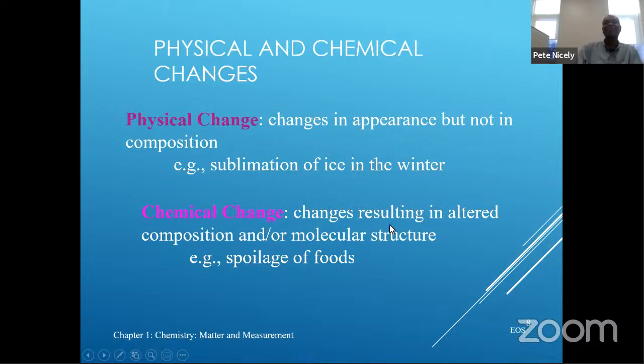Okay, right. So chemical changes is where a change can be observed, and at the same time, you're going to have a change in the composition or structure of the substance. So for example, the spoilage of foods, the rusting of iron, pretty much any chemical reaction that you can think of, those are examples of chemical changes, all right?